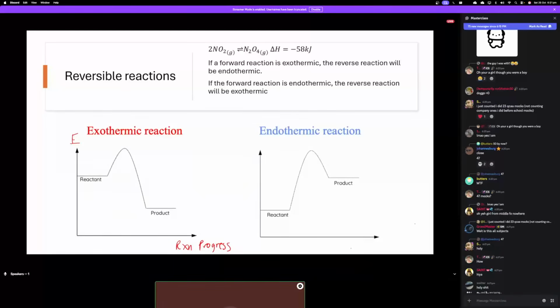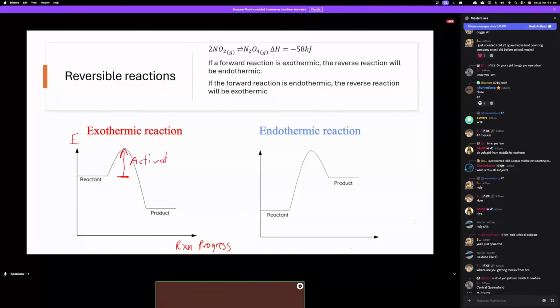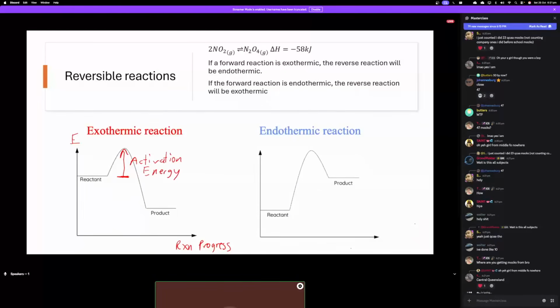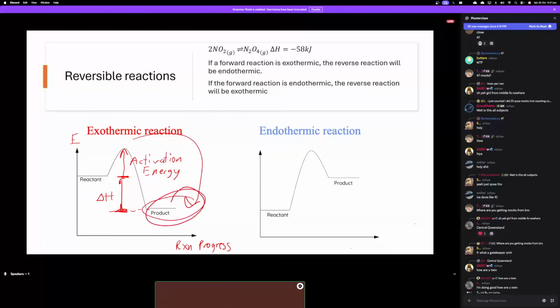So as it continues, this amount here is called the activation energy. Hopefully you're familiar with that as well. And this amount is our delta H value, right? So if our reactants start with this much energy, they require this activation energy, and they will come to our products. These have less energy, so this releases heat, right?